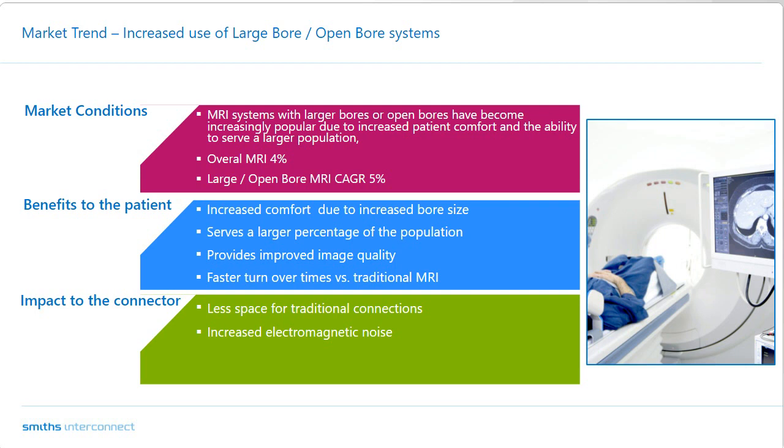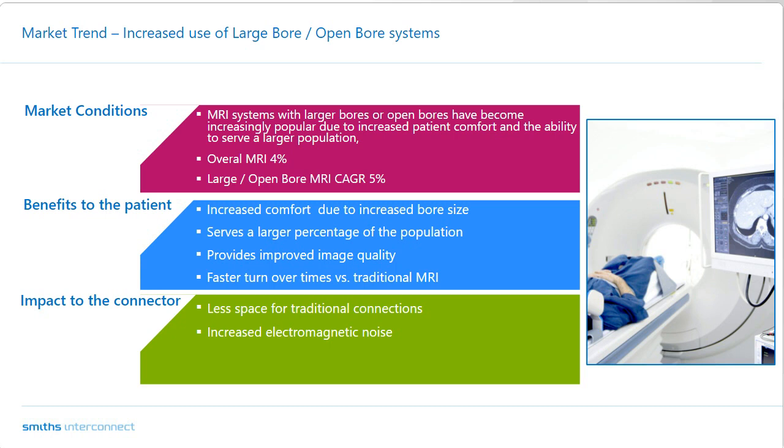They also provide improved imaging quality versus older systems due to increased field strength. Now, this is also true of new higher field strength MRIs as well, but here you get better images and improved comfort. So a win-win. And lastly, they tend to have faster turnover times versus traditional MRIs due to the ease of use and the fact that the patients tend to hold still better, preventing delays in the procedure.